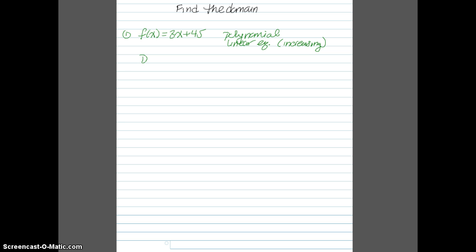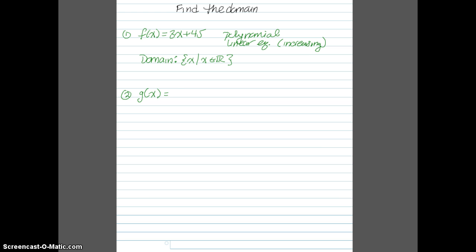It's also important to note that this is an increasing line. If you were to think about this in terms of the graph, the slope is positive. And we can write our domain in several ways. Here we're writing it in set notation: the set of all x such that x is a real number. You could also write that in interval notation.